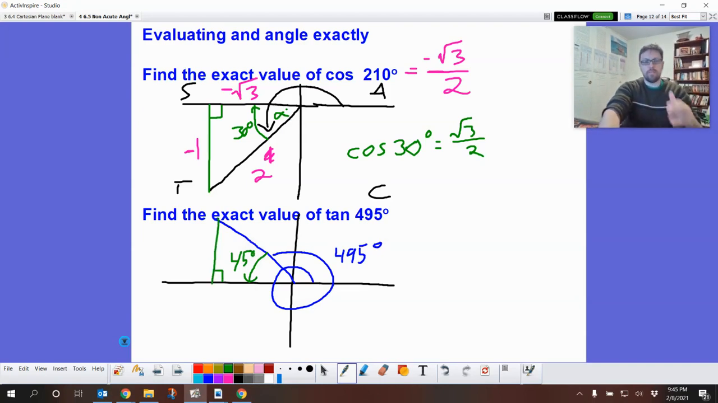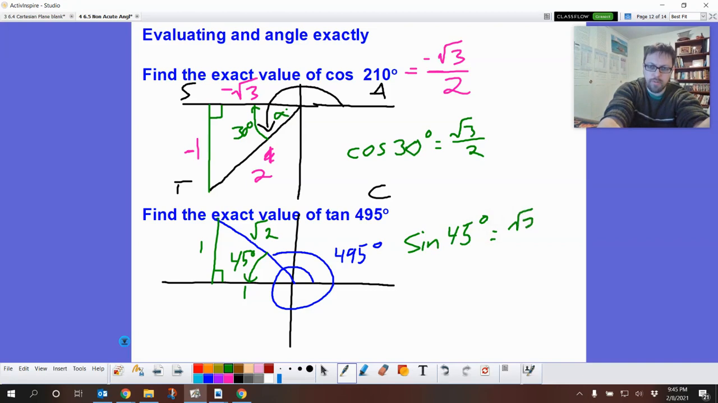Draw a right triangle by connecting that terminal side to the x-axis. Okay, well, 45, that one was 1, 1, square root of 2. Okay, and we know from our proofs that the sine of 45 degrees is square root of 2 over 2. Oh, I'm sorry, we're doing tangent. My bad. Tangent of 45 degrees is just 1. We know that from our proof.